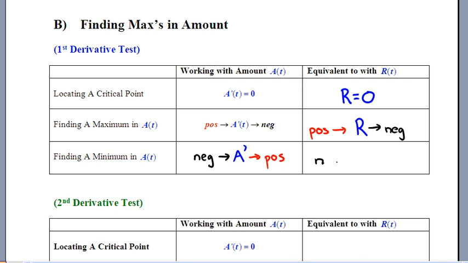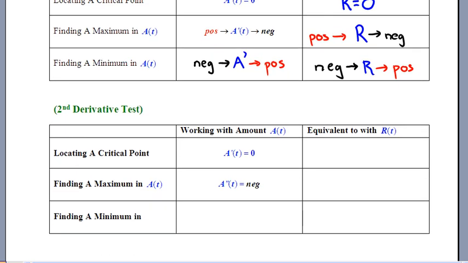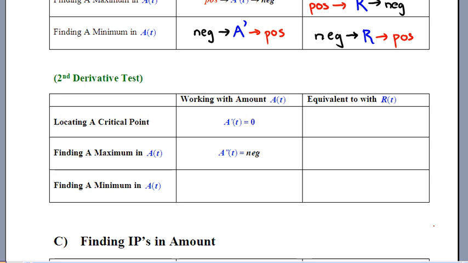And if your rate went from negative, in other words, you're pumping fuel out, to switching over to a positive rate, which means, oh geez, now we're starting to pump fuel into the tank, then that switch, when you're switching from pumping out to pumping in, that's when you'd have a minimum level of fuel in the tank, which intuitively makes sense. We don't use the second derivative test very often.